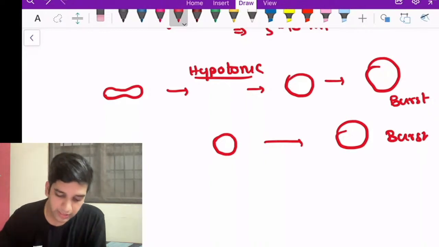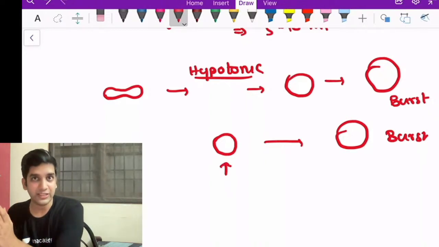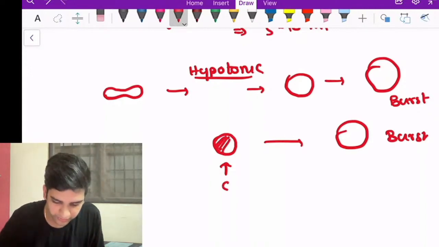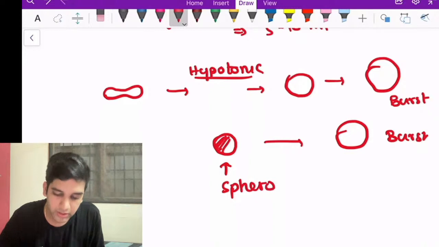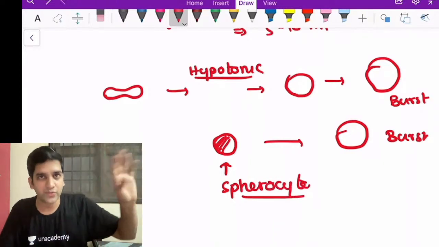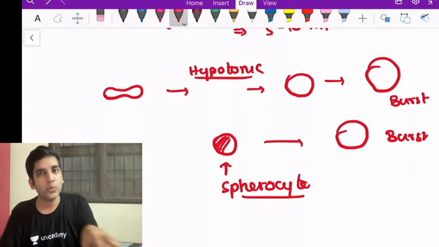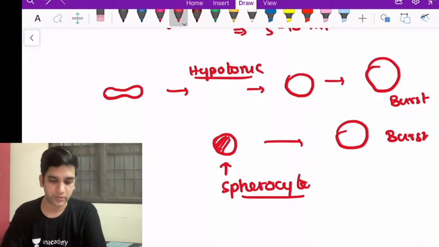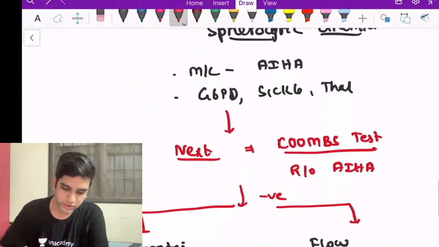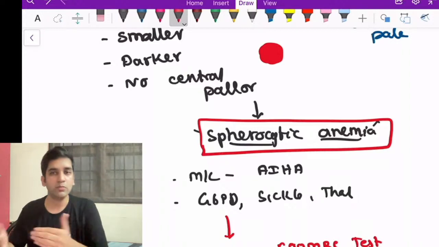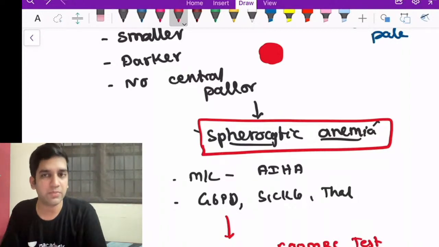One more thing here is, whatever I am saying, the fragility is based on which cell? Spherocyte, right? It's based on spherocytes. So my interpretation is nothing extraordinary. I saw spherocytes first of all. I am doing an osmotic fragility test. I am again seeing spherocytes, because when you look at the protocol, this is what it started with, right? I saw spherocytic anemia.